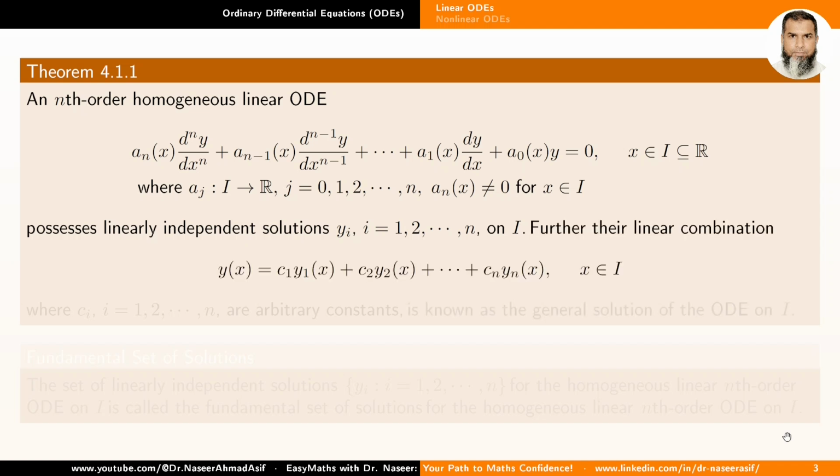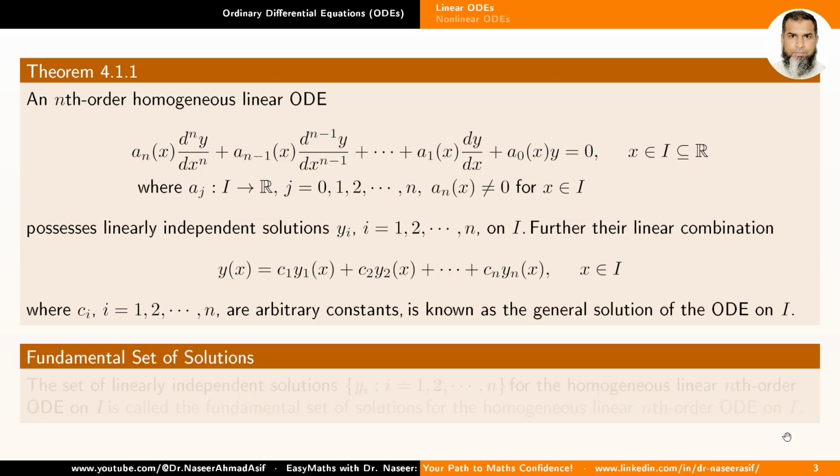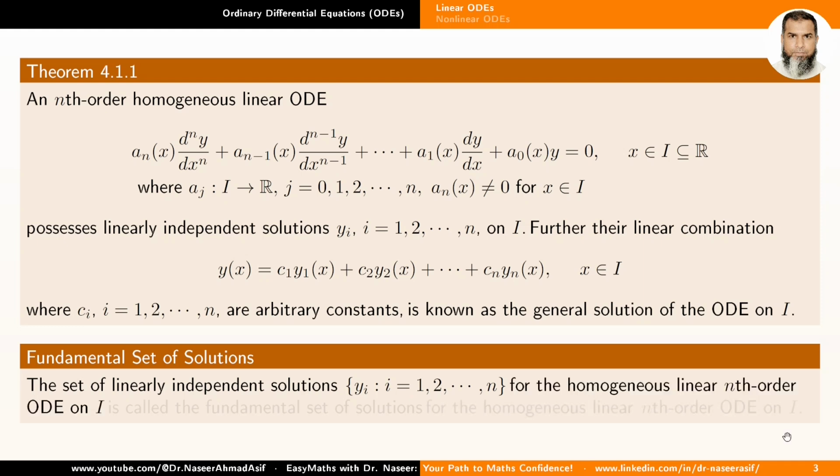Further, their linear combination y of x is equal to c1 y1 of x plus c2 y2 of x up to cn yn of x, where x belongs to I, and ci are arbitrary constants, i varies from 1 to n, is known as a general solution of the ODE on I. Well, see fundamental set of solutions. The set of linear independent solutions yi, i varies from 1 to n for the homogeneous linear nth order ODE on I is called the fundamental set of solutions for the homogeneous linear nth order ODE on I.